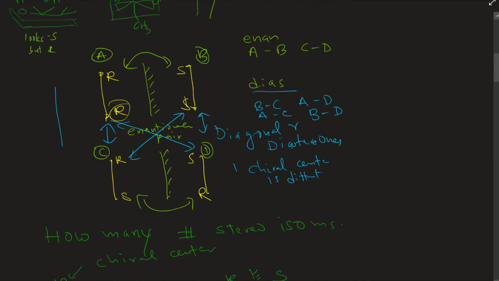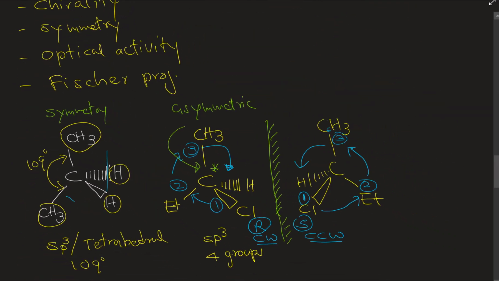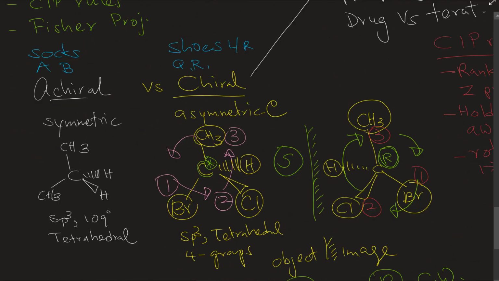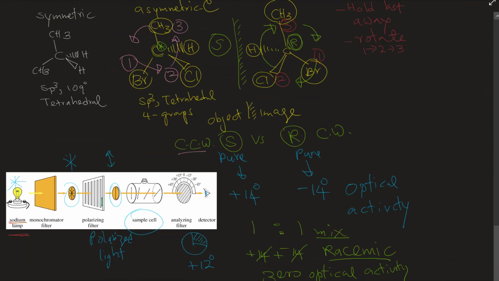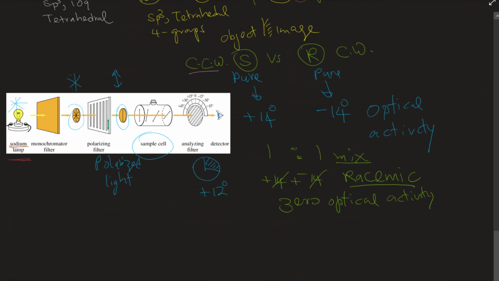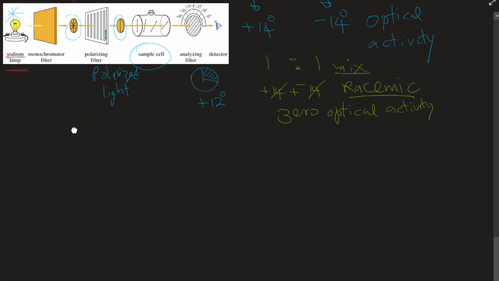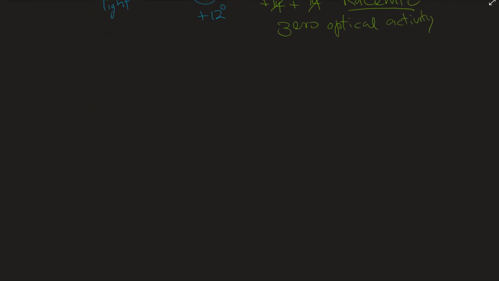Okay, so let's look at this one here. So we talked about the absolute configuration, racemic mixtures, and polarimeter readings, right? Yes, that's good. We'll look at the Fischer then, right?